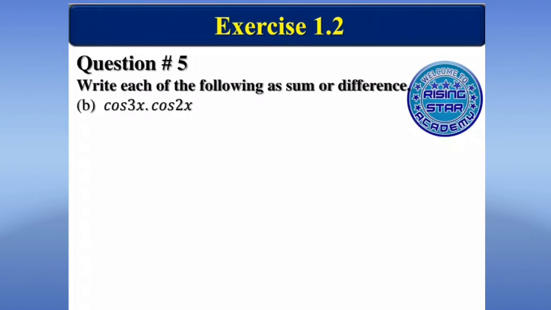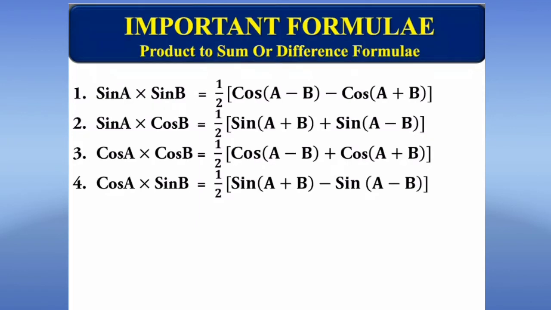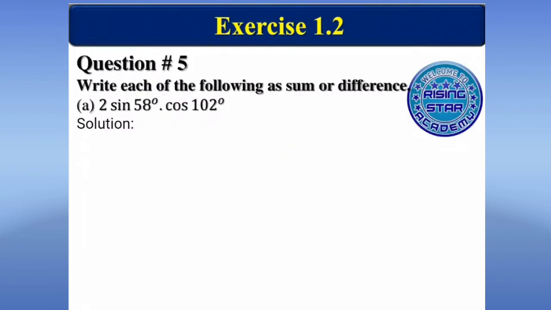Here in question number 5, write each of the following as sum or difference. For these questions, we will use identities. So let's see the identities. These identities we can use in all the problems in question number 5. So let's apply these identities one by one according to the given problem. So in this problem, we have 2 sine 58 cos 102. Now I will write the identity over there.